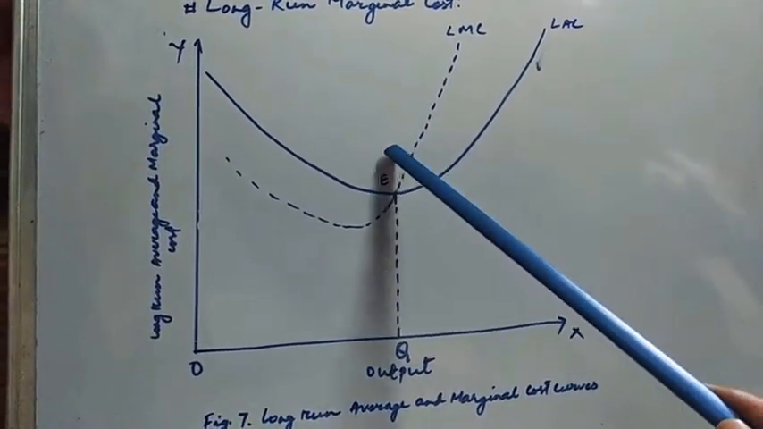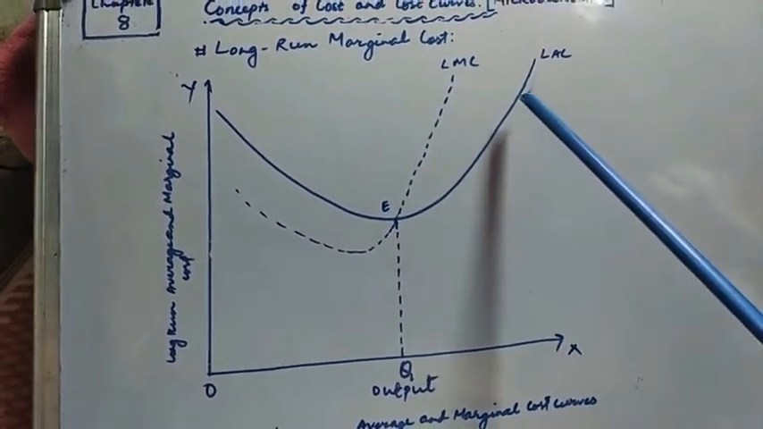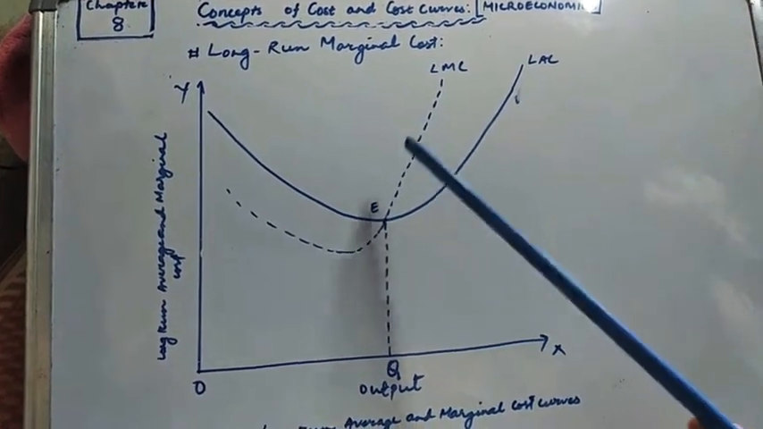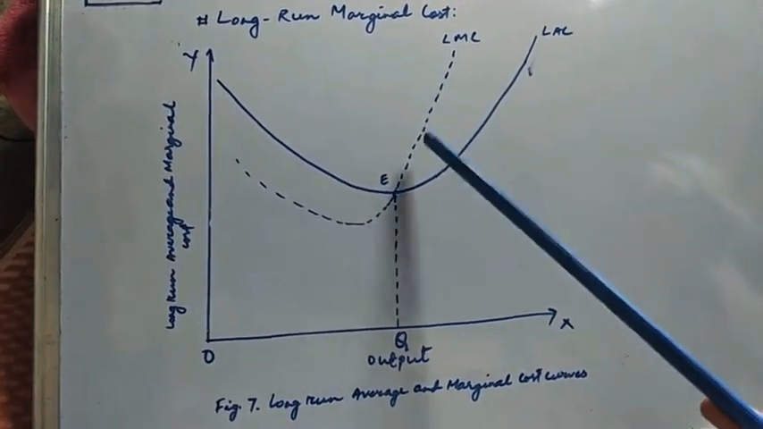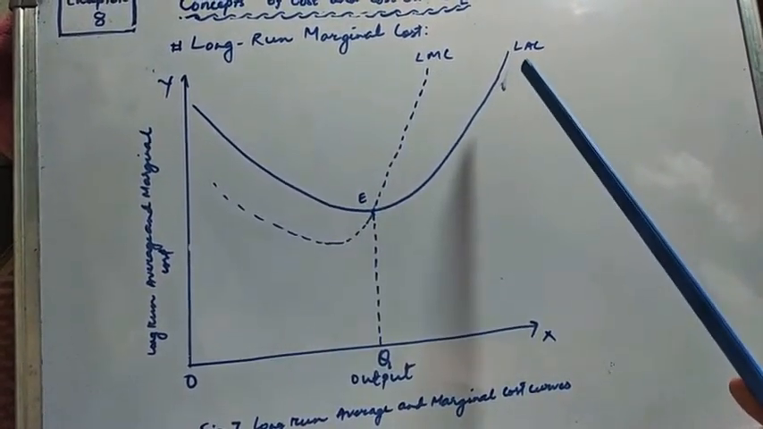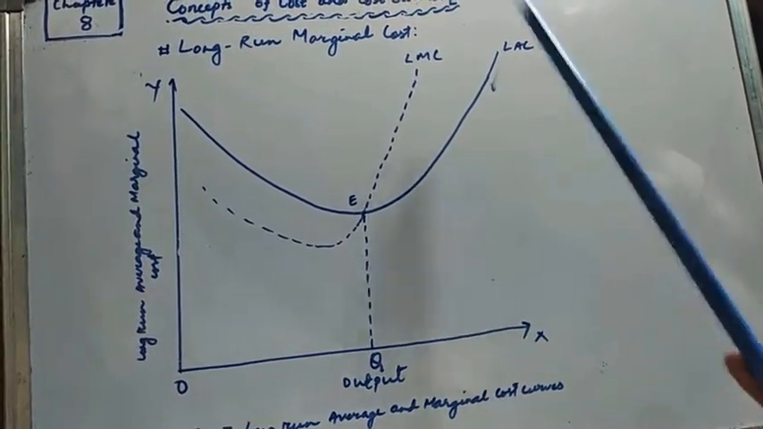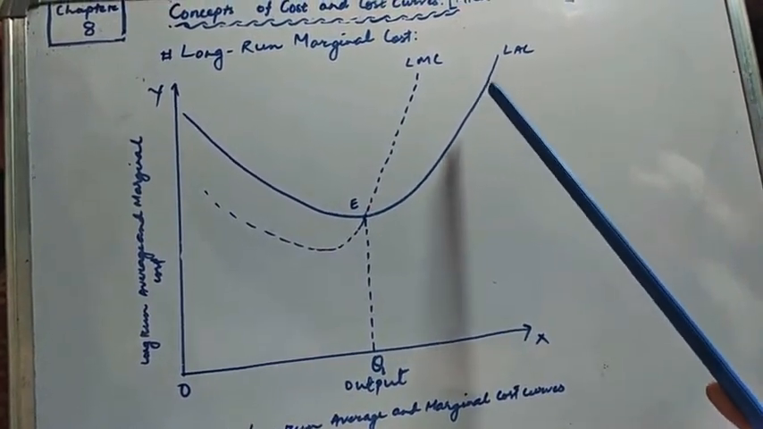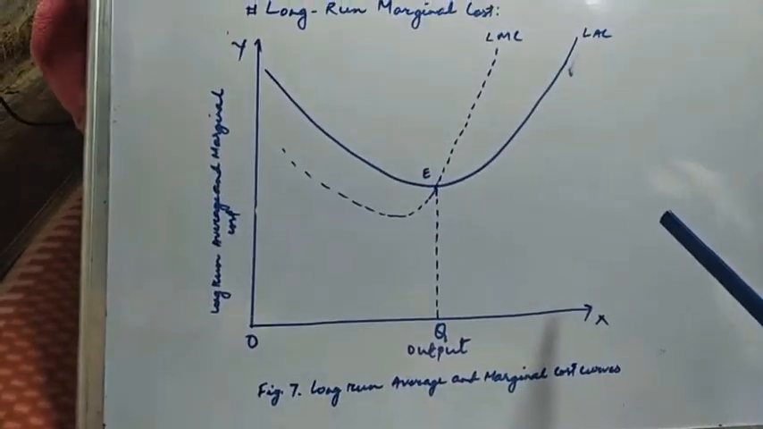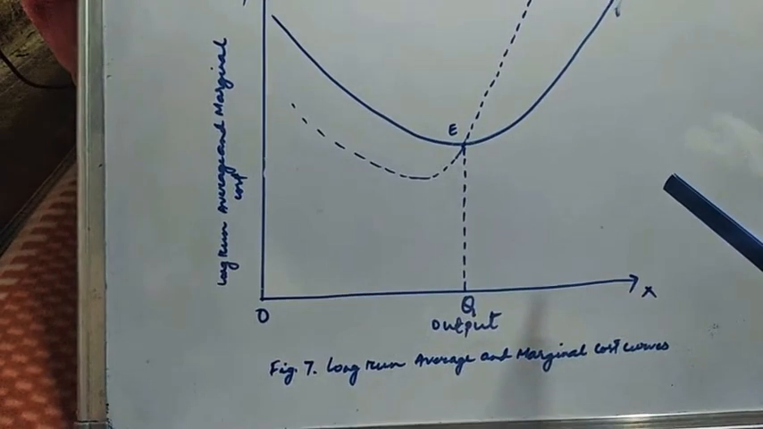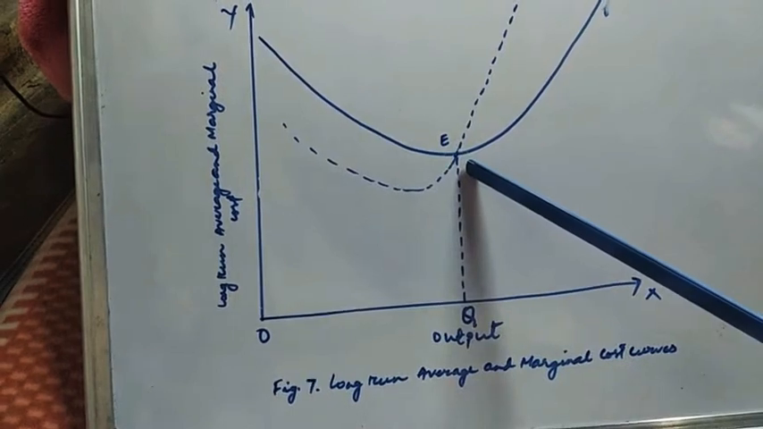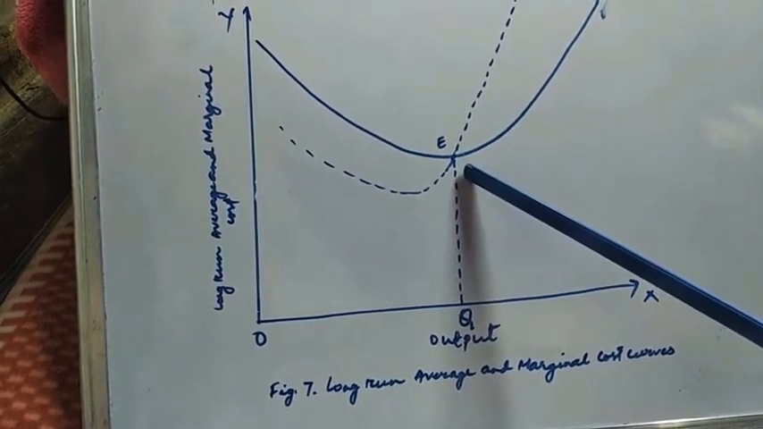So that is the same relationship between LMC and LAC as we have explained for the relationship between average cost and marginal cost. The same relationship occurs even between long run marginal cost and the long run average cost, as with the average cost and the marginal cost of the short run. And QE is the minimum possible long run average cost.